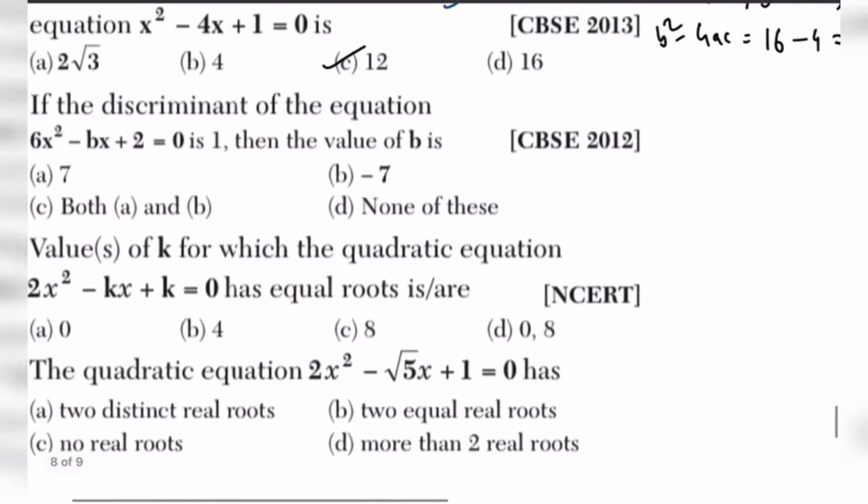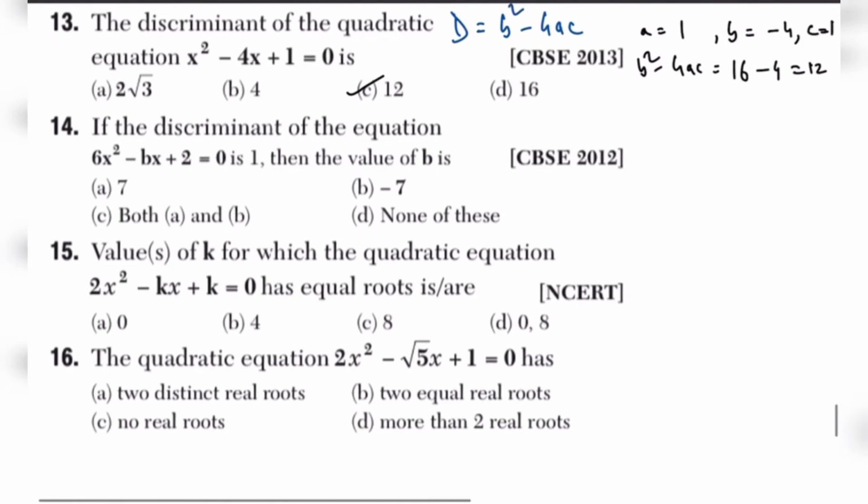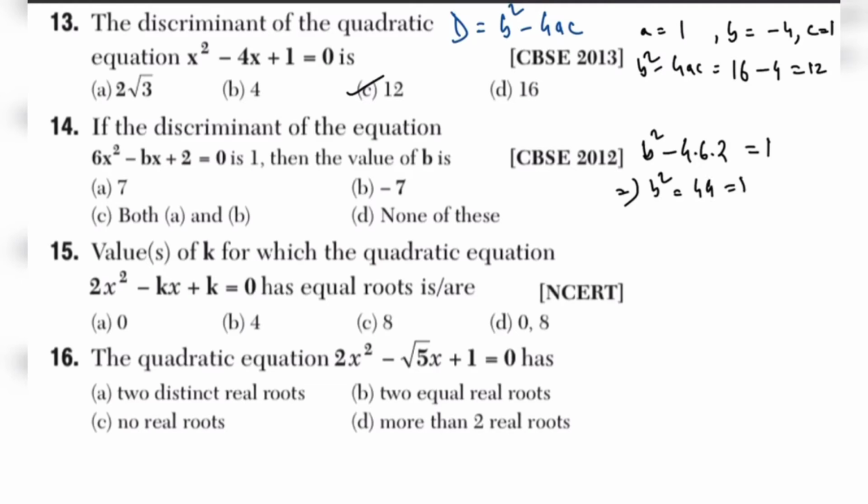If the discriminant is 1, then what is the value of B? Again, what is the discriminant here? B square minus 4 times 6 times 2, this should be 1. So you have B square is 4 times 6 is 24, 48, plus 1 is 49, which implies B has to be plus or minus 7. So yes, both A and B are correct.